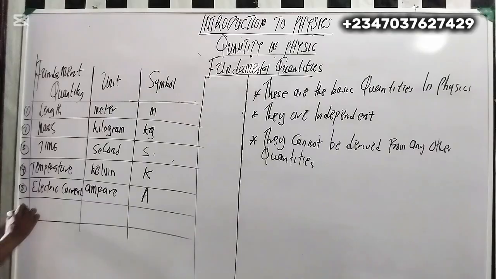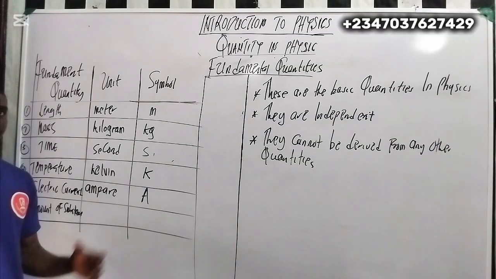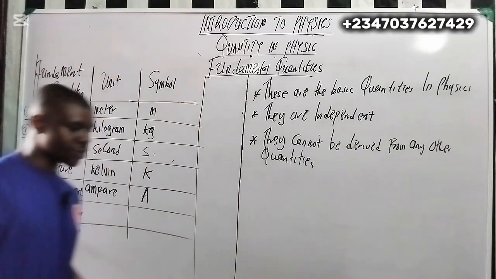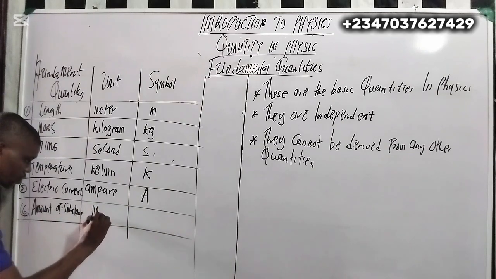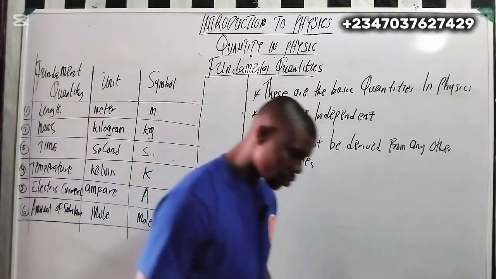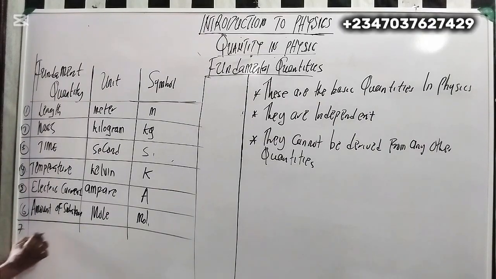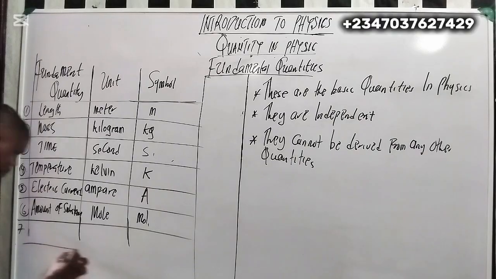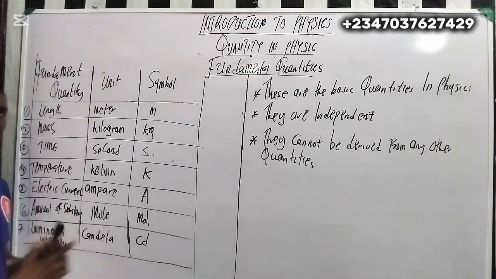Number 6 is amount of substance. Now this amount of substance is actually for chemistry, not for physics. The unit of amount of substance is mole, and the symbol is mol. So number 7, which is the last one, is luminous intensity. Luminous intensity measures the intensity of light towards a particular direction.